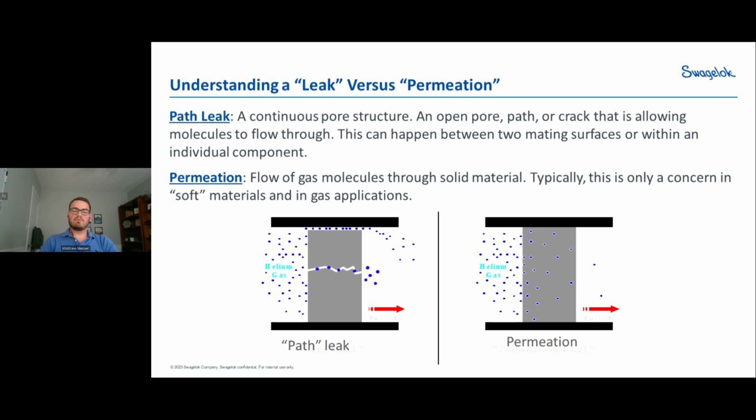When we talk about permeation, the seal is actually really good. It's able to block the flow, but you'll actually get gas molecules that go through solid material. This is usually mostly a concern with soft materials or in gas applications.